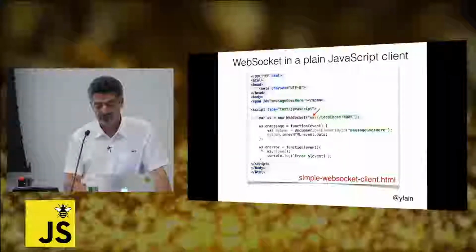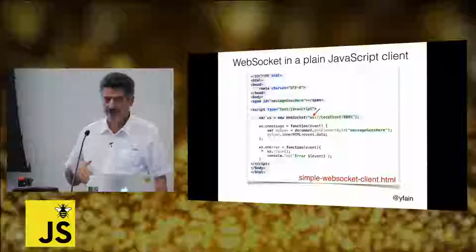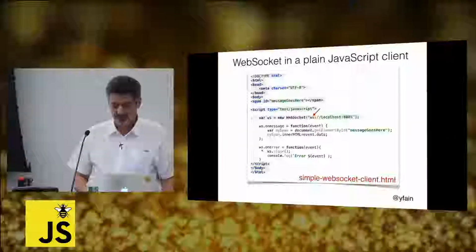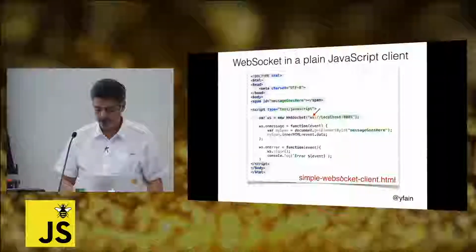Another callback over here, ws.onerror. What do you want to do if an error happens? If an error happens, you will get a callback invoked. And that's in the file simple WebSocket client HTML.